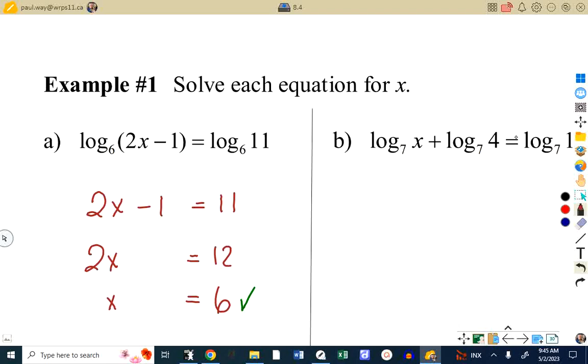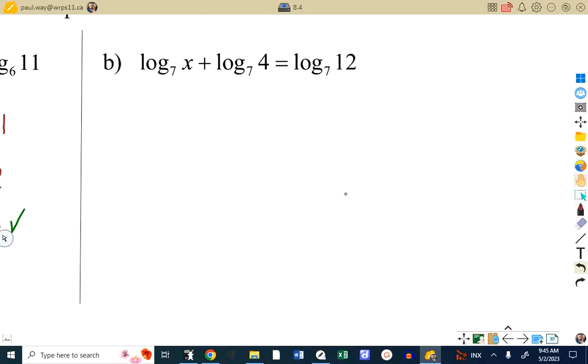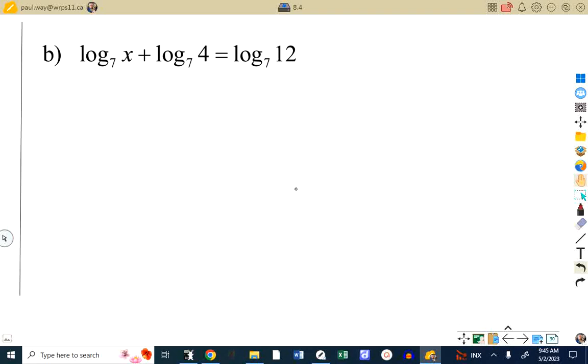Very often on a diploma exam or on my exams, one of the parts of a written response will be, what are the restrictions on x? Okay. So when we take a look at B now, let's do the restrictions to begin with. I see an argument of x there. So my restriction in this equation would simply be x is greater than 0.